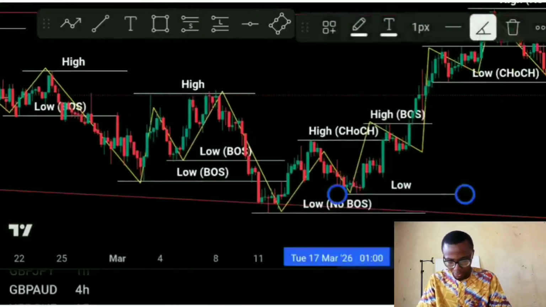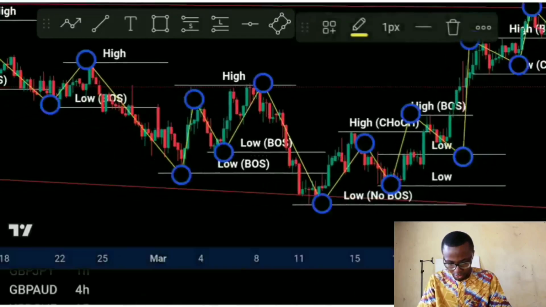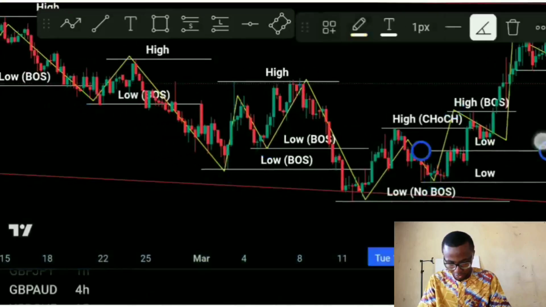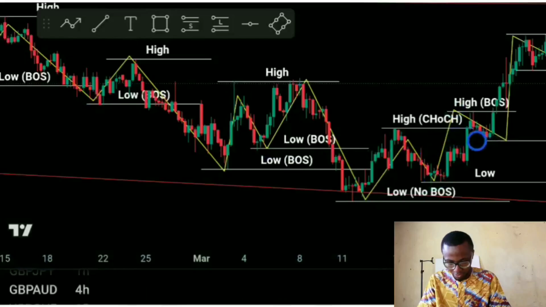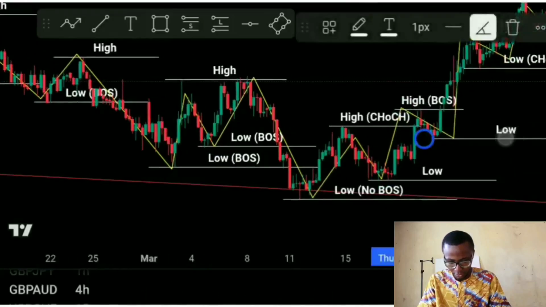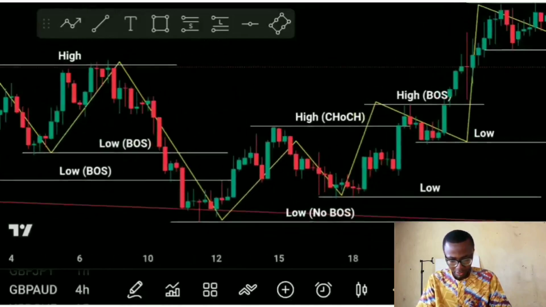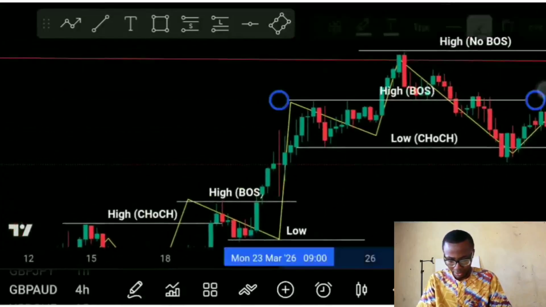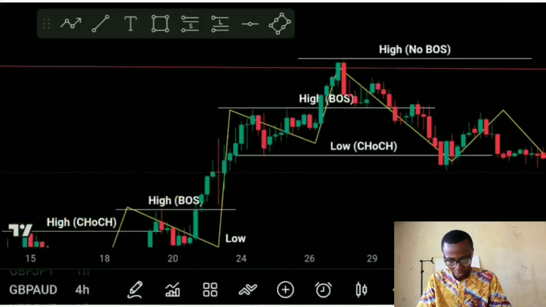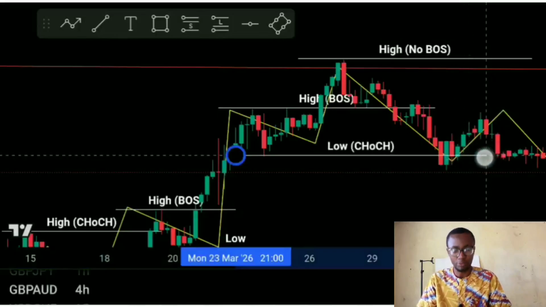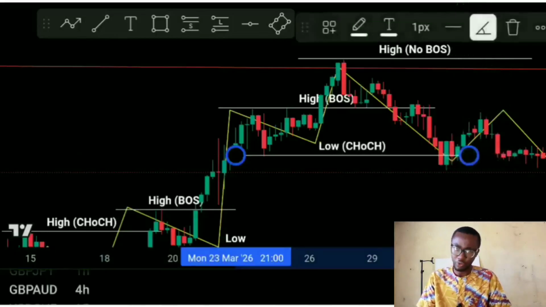I did not mark this low here. Look at this low. So you just look at this low. There was no break, so you can see what is going on here, right? Now this high was broken. But now look, the low is broken. In an uptrend, the low is broken. That is what? Change of character.